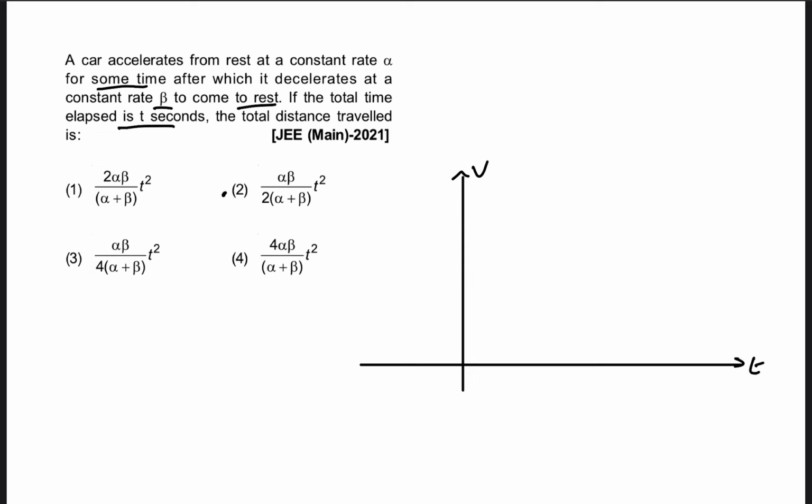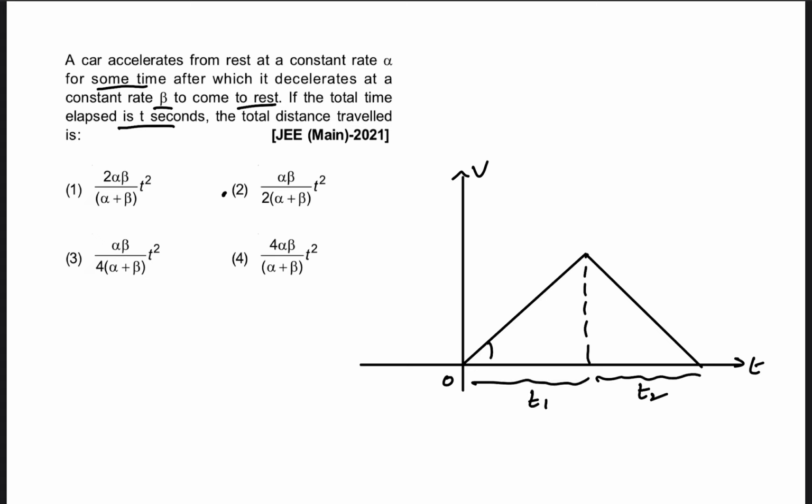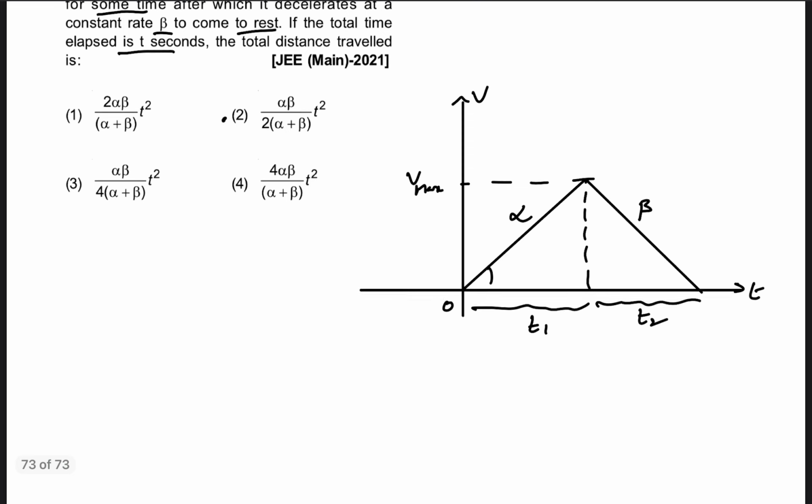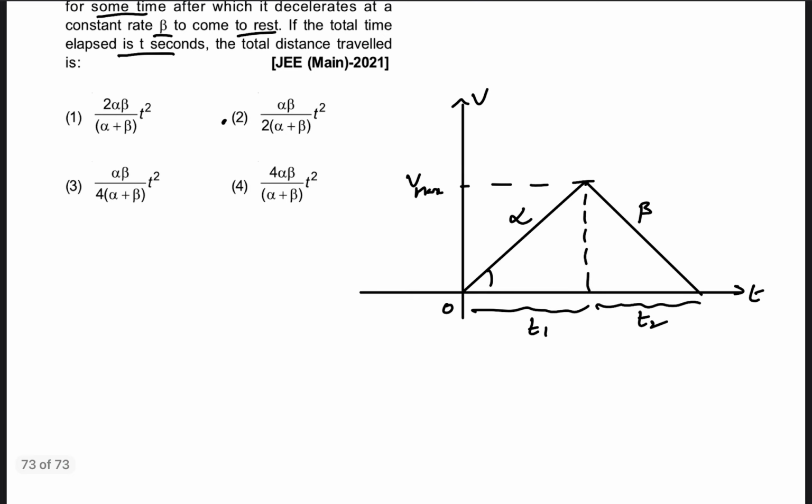I am taking this as a diagram, velocity v and time t graph. Okay, first it is increasing at a uniform rate, then it is decreasing. At t is equal to 0, we can see this time gap is t1, this time gap is t2, the slope here is alpha, here slope is beta. It reaches to the v maximum value, we need to calculate distance covered.